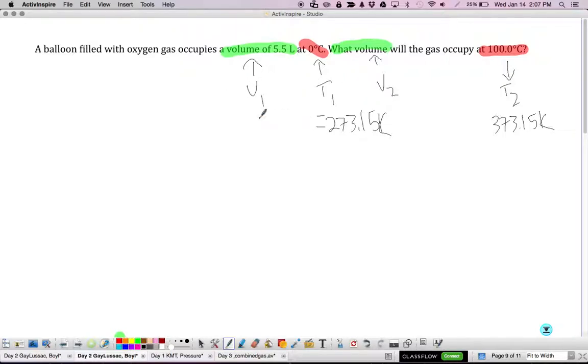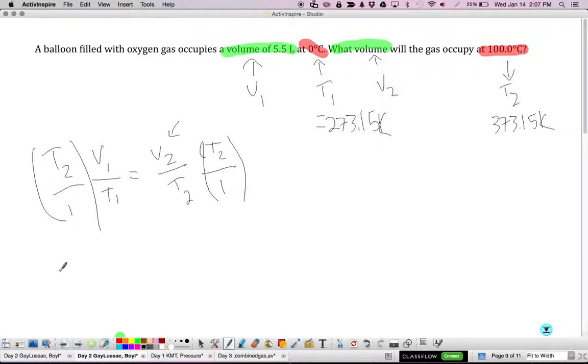All right, so now we're ready to start. I'm talking about the relationship between volume and temperature. So that's Charles's law. V1 over T1 equals V2 over T2. I'm trying to isolate V2. That's what I'm trying to isolate. So I'm going to multiply both sides by T2 over 1. So V2 equals V1 T2 over T1.